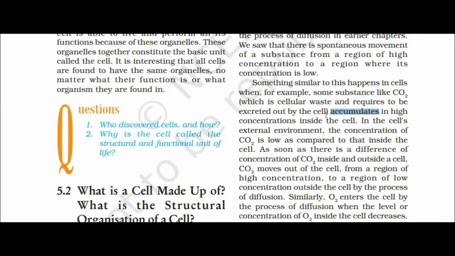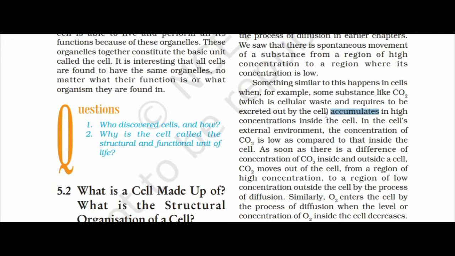In the cell's external environment, meaning the area outside the cell, the concentration of CO2 is low as compared to that inside the cell. So CO2 outside is less and inside it is at a higher level. As soon as there is a difference of concentration of CO2 inside and outside a cell, CO2 moves out of the cell from a region of high concentration to a region of low concentration outside the cell by the process of diffusion. Now here in the cell, CO2 is produced. It has to be thrown out because it is a waste material.